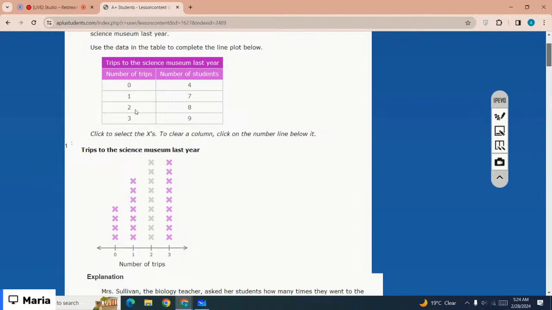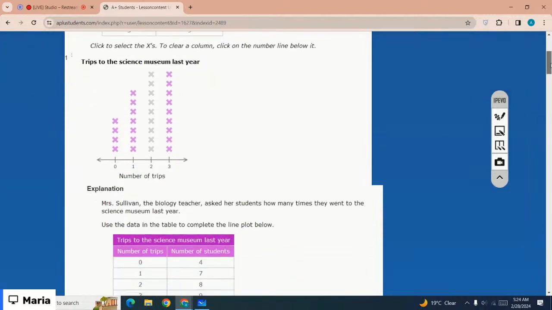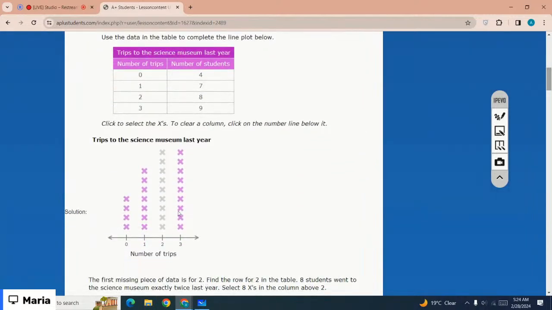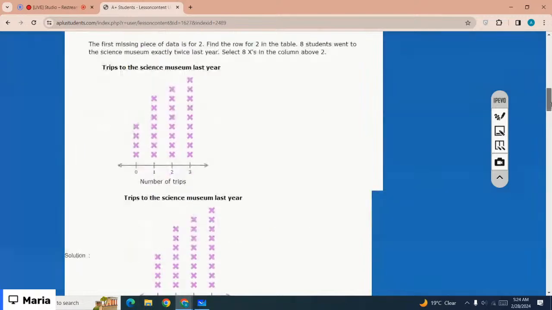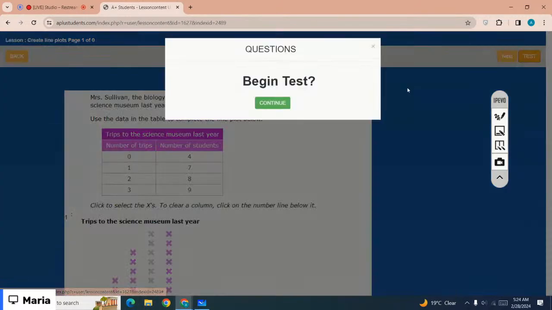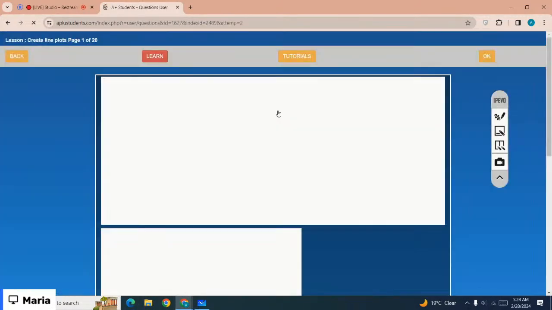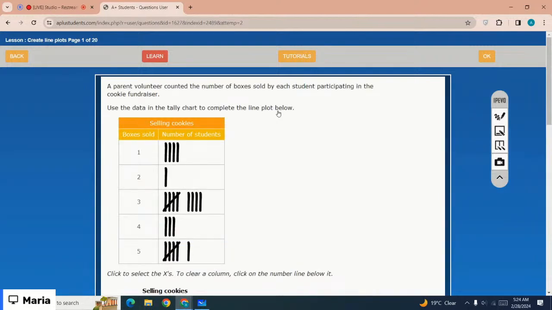So this is 7. Then in front of 2 you must have 8 crosses: 1, 2, 3, 4, 5, 6, 7, 8, 9. But this is 9, so you need to remove this one and add 8 crosses here, right? So you can see here. Basically, you have to read the table and you need to plot the line plot.